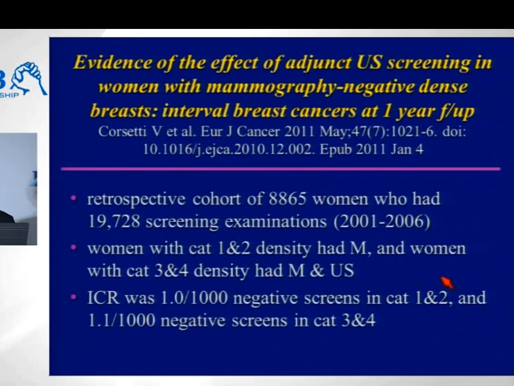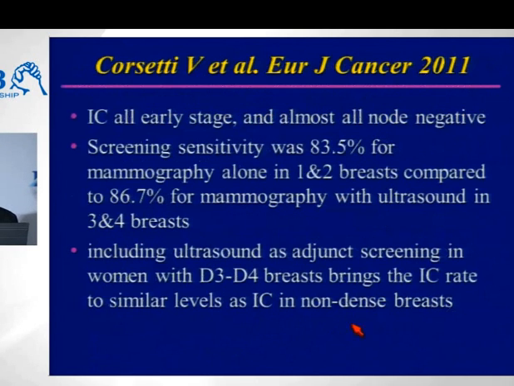Women who had the fattier breasts but didn't have ultrasound had 1 interval cancer per 1,000 negative screens, and women with denser breasts who did have automated whole breast ultrasound had 1.1 interval cancers per 1,000 negative screens. So all their interval cancers were early stage, almost all were node negative, and the screening sensitivity was increased in the group that had the automated breast ultrasound, even though they were the denser breasts. So 84% in the fatty breast that didn't get ultrasound and 87% in the denser breast that did.